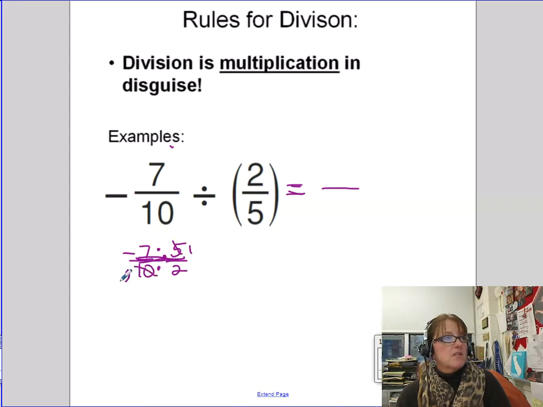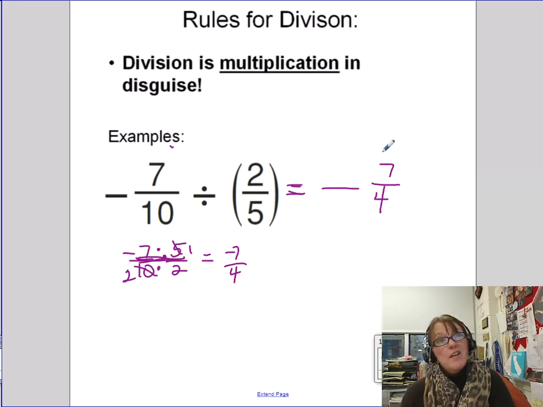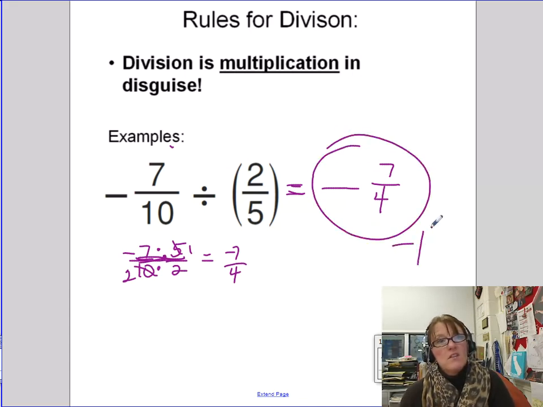Thankfully, 5 goes into 10 twice. And I end up with negative 7 times 1. So that's a negative 7. 2 times 2 is 4. All right. I brought the negative sign down, but up here, just so you know, it's already up there. So I'm going to have negative 7/4. Frankly, I'm okay leaving your answer as an improper fraction. If you want to write it as a mixed number, it would be negative 1 3/4.